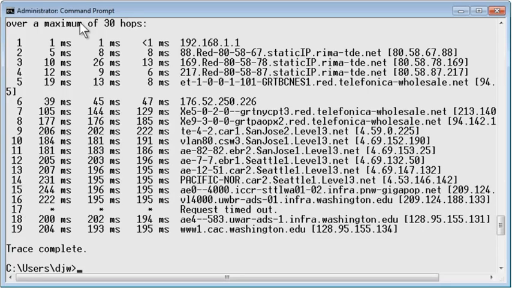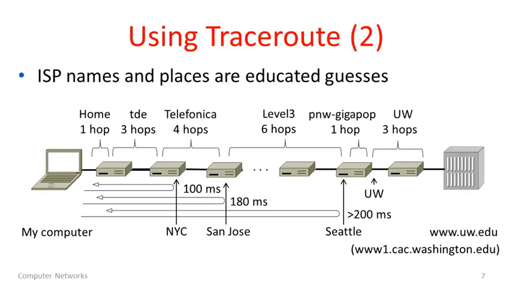On hop number 17, we see stars back. The network wouldn't return any information for what was at hop 17. Something must have been there, but whatever it was, it wasn't telling us, because it's not required to implement Traceroute.